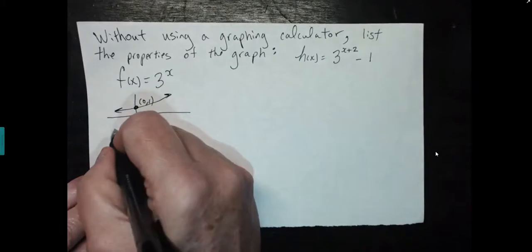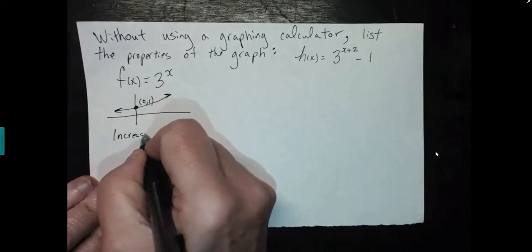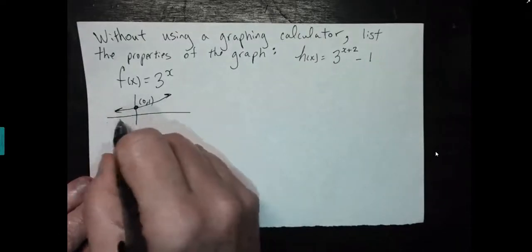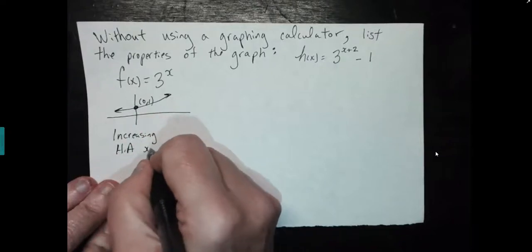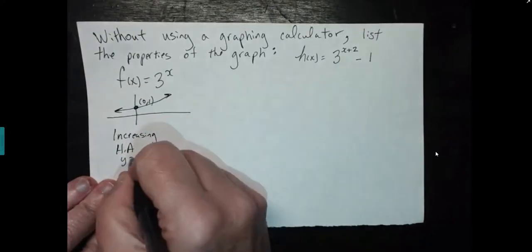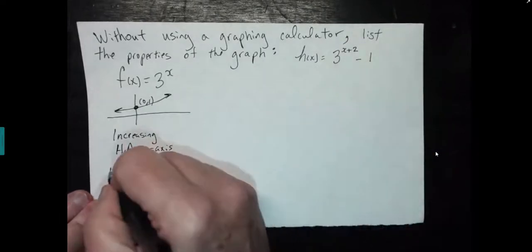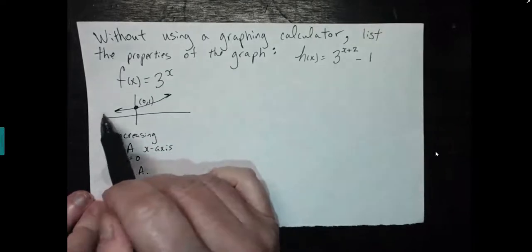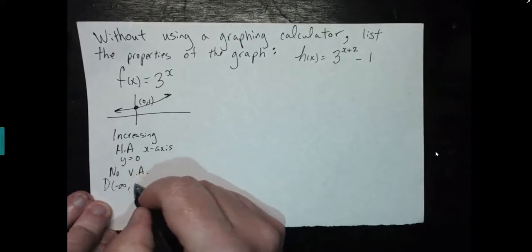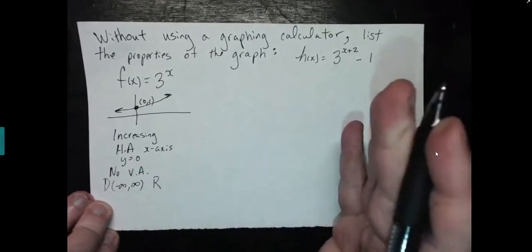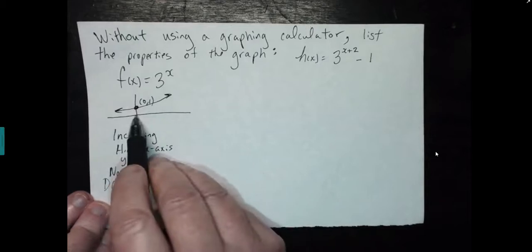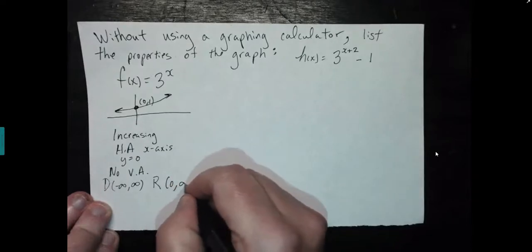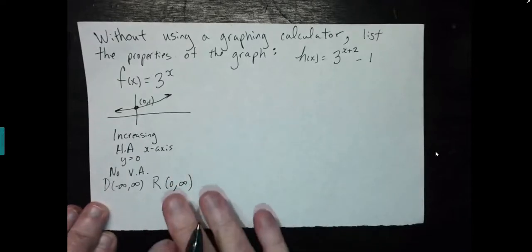It's an increasing function. As I move from left to right, I'm going uphill, so it's increasing. The horizontal asymptote is going to be the x-axis. The formula for the x-axis is y equal to 0. There's no vertical asymptote. The domain, we'll use the x-axis to measure how wide, and the domain is going to go from negative infinity to positive infinity. And the range, we'll use the y-axis to measure how tall. We'll start at, but not include, 0, and then keep going up forever. And I think I have everything there.